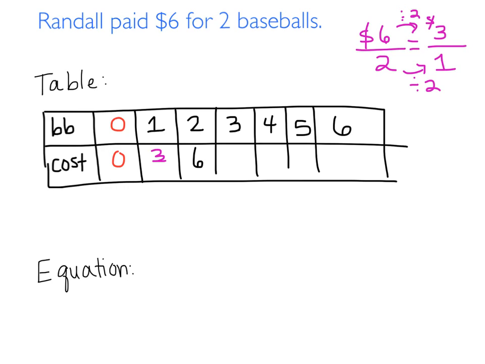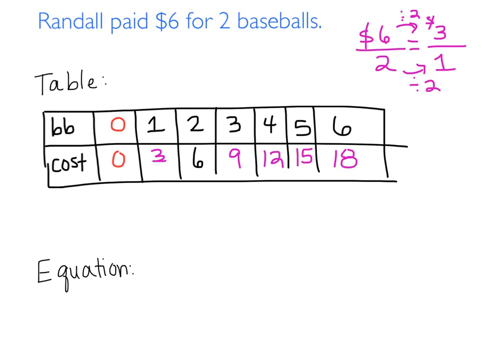Now, if I wanted to figure out how much 3 baseballs would cost, it's $3 per baseball, so 3 times 3 is 9. If I wanted to figure out 4 baseballs, 4 times 3 is 12. 5 baseballs, 6 baseballs, okay? So I can figure out the cost there.